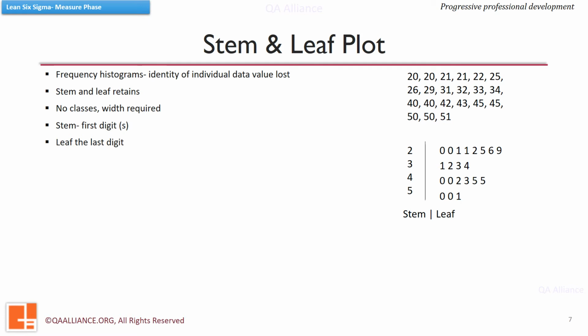Here is a simple example of a stem and leaf diagram. The first digit of each number is written as stem and the last digit as leaf. We should note here that a leaf value can be repeated as observed in the data set, though the stem value is written only once.